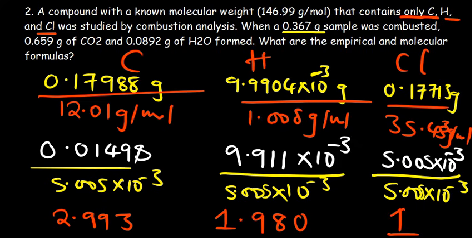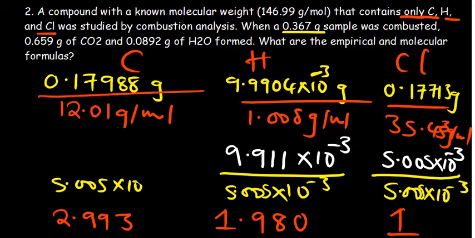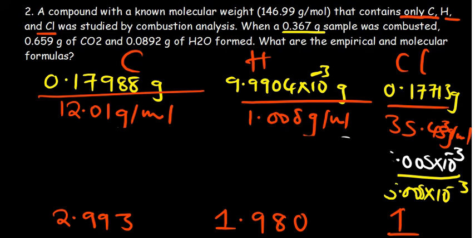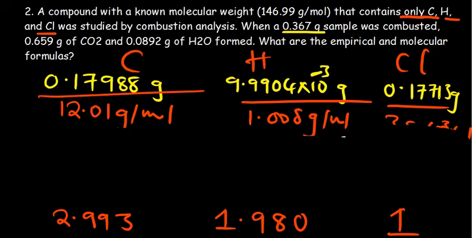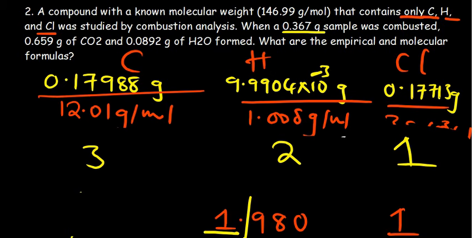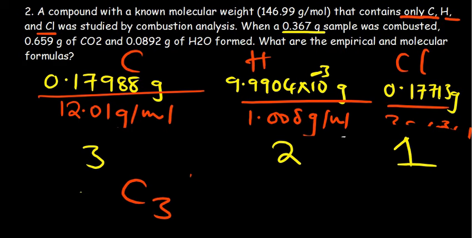So since all these are, as we can see, they are all having 9s before, so they are all having 9s, right? If we consider a single number, so that one becomes a 3, this one becomes a 2, and that remains a 1 in terms of ratios. So the answer that we've gotten in this case is 3 carbon atoms, 2 hydrogen atoms, and a single chlorine atom. So this is what we call the empirical formula.